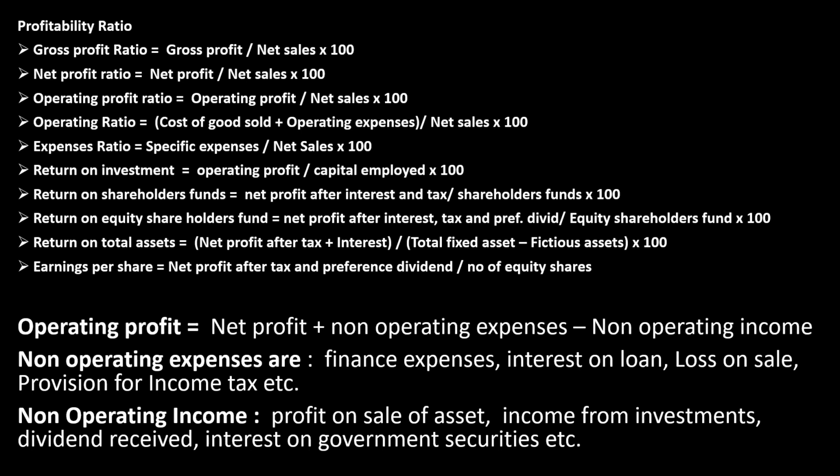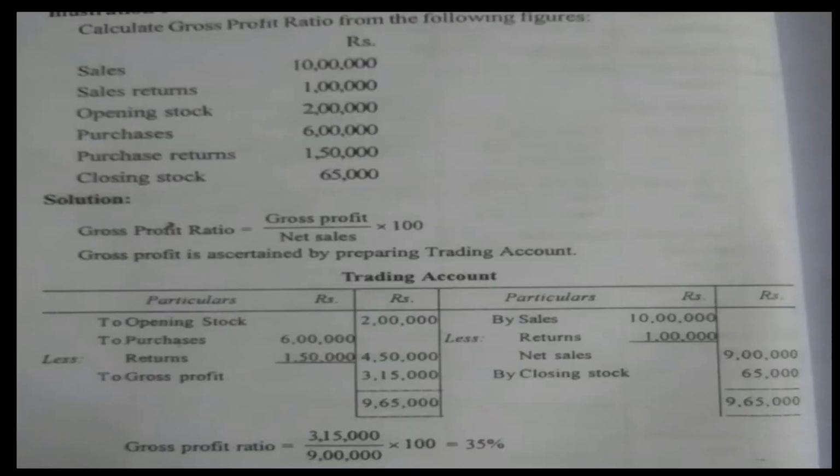We'll see some sums now. Here the question asks you to find gross profit ratio. What is the formula for gross profit ratio? You already know. So you have to find the gross profit by preparing the trading account. You write the gross profit ratio formula first, then you prepare the trading account, opening stock, closing stock. So you know how to prepare the trading account. It is shown as it is here in the slide. Then once you find the gross profit, you divide by net sales into 100, which will give you gross profit ratio. Is it clear? These are something which you already did in plus 2. Okay. Next.